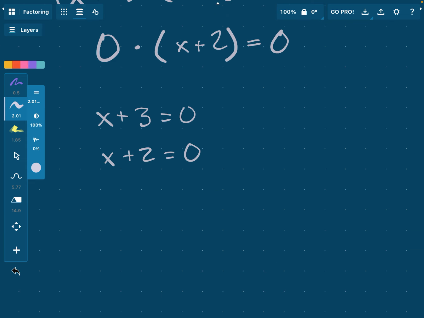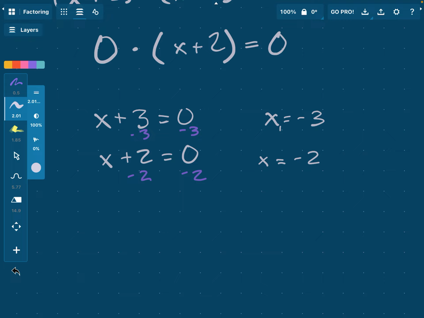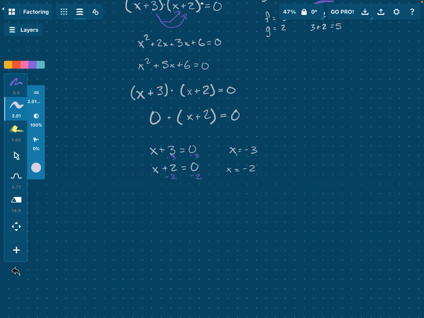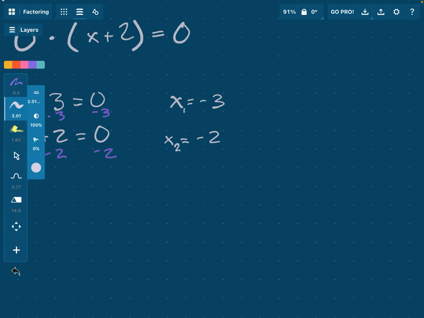So now we're finding the roots. So here, x plus 3 is the same as x is equal to negative 3. So we're just going to subtract 3 from both sides. So this is our first root. So we're going to put a little 1 subscript there. Then for our second root, same thing, we're just subtracting this across, and we get x is equal to negative 2. So now we know the roots for this quadratic.